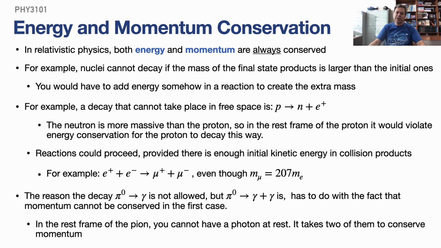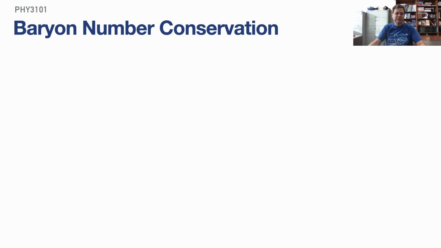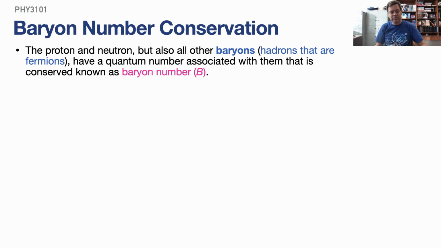Okay, but there are more conservation laws that have been determined experimentally. Let's talk about the next one, which is baryon number conservation. And what do we mean by that? The proton and neutron, but also a whole collection of particles called baryons, and these are hadrons that are fermions. So in other words, all particles that feel the strong nuclear force, but have half integer spin, a fraction of h bar, like 1/2, 3/2, and so forth.